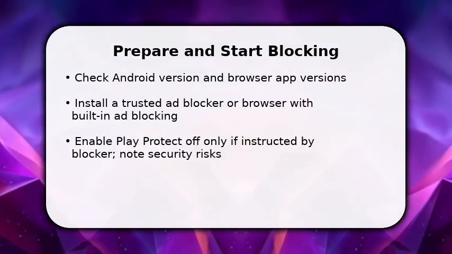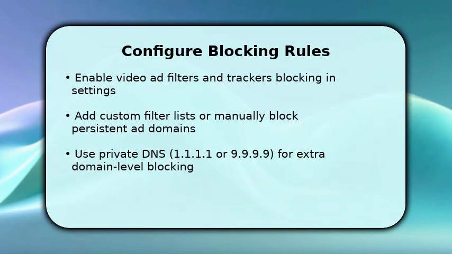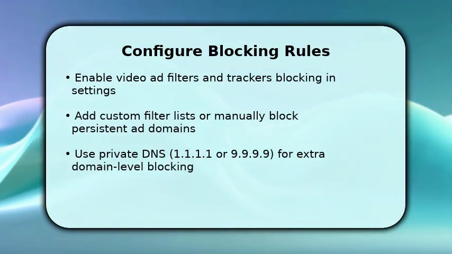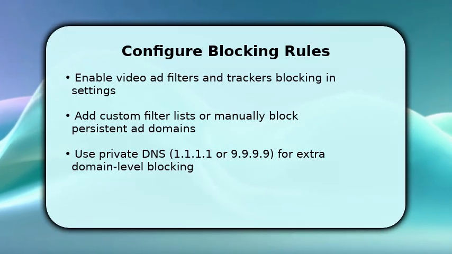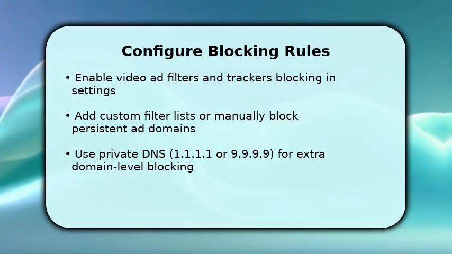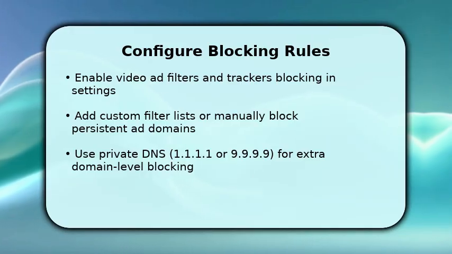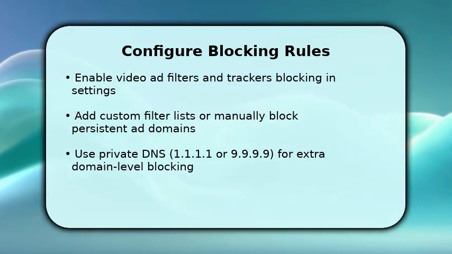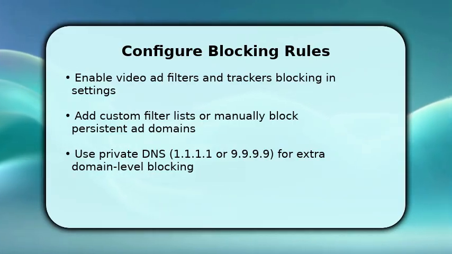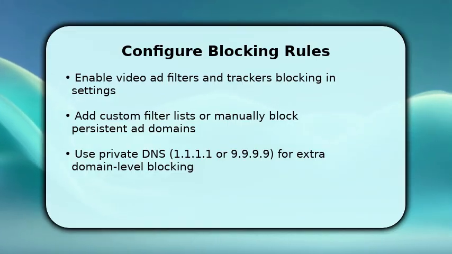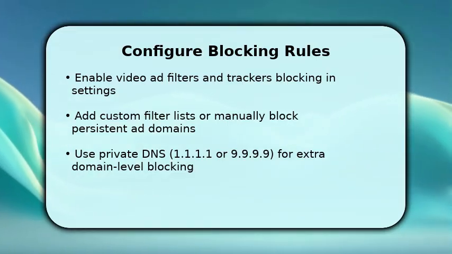Now you refine blocking by enabling video-specific filters and tracker blocking. This targets the large video ad networks. Add or update filter lists, use community-maintained lists for best coverage, and manually block any persistent ad domains that slip through. If the app supports it, enable private DNS and point to a resolver like 1.1.1.1 or 9.9.9.9 to block known ad domains at the system level.